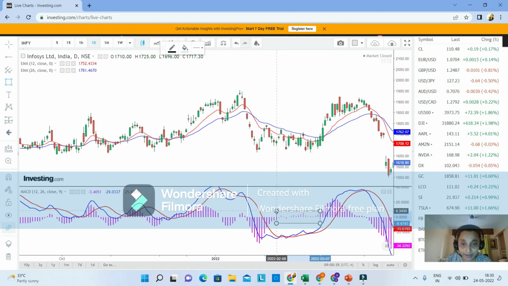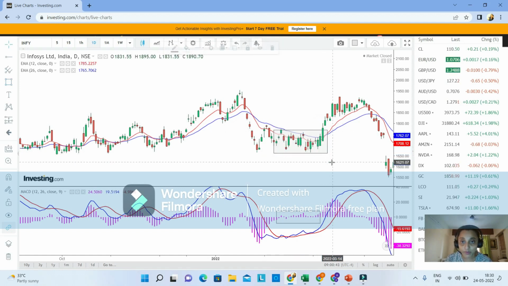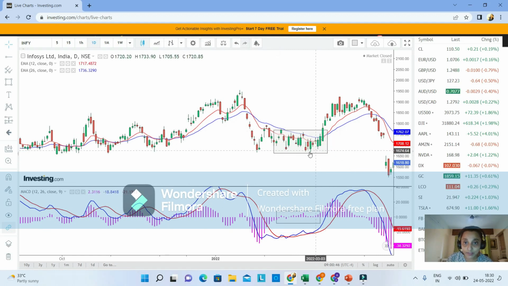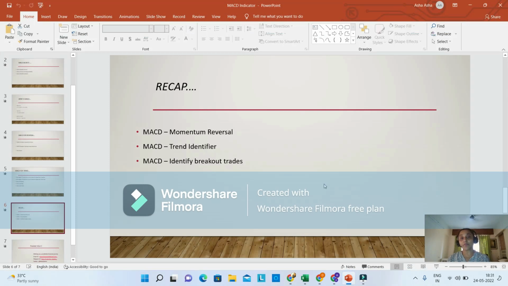So if you look at the price in this area, this is also not going anywhere. This is also in a range, right? Only when it broke out of this range did your histogram and your MACD both give you a clear view of the move. So based on this MACD, you can also understand whether the prices are consolidating. Unless they break out of that consolidation level, it is better you avoid the trades, right?